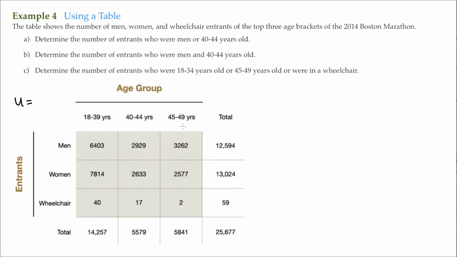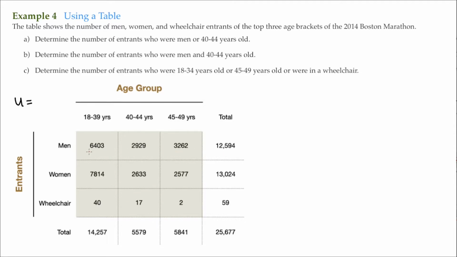Where the subsets intermingle or intersect is in the body of the table. Now, trying to illustrate this scenario using a Venn diagram, it just isn't feasible. So we use a table instead, which is just as effective. These numbers out here are often called marginal totals. So, for example, this total right here, this 12,594, that's the total number of men.